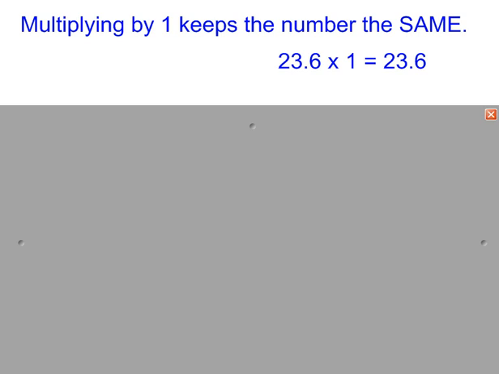The last thing I'd like to discuss is what happens when you multiply by numbers less than 1, equal to 1, and greater than 1. First of all, I think everyone realizes that multiplying by 1 keeps the number the same. 23.6 times 1 is 23.6. That's the identity property of multiplication.